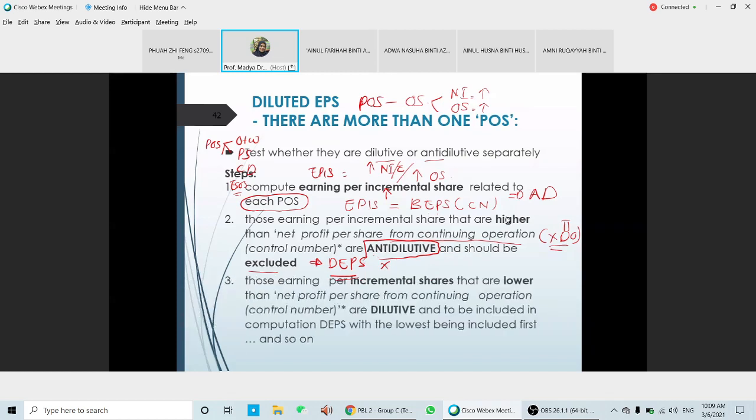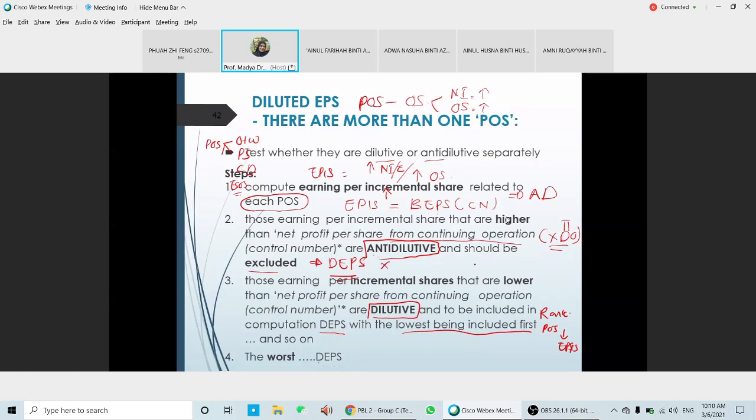The other case is when the EPS is lower than the basic earning per share. That is considered dilutive. Dilutive will be included in the computation of diluted earning per share, and the lowest is included first. The lowest being included first means that you need to rank your POS by which one has the lowest EPS. The lowest goes in first and so on, and the lowest figure will be your diluted earning per share.